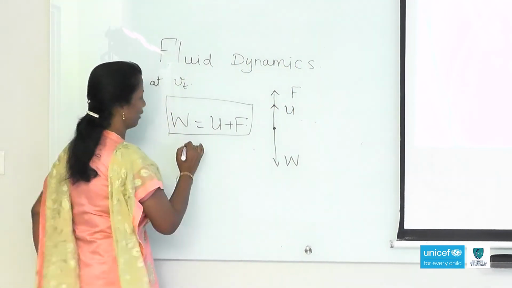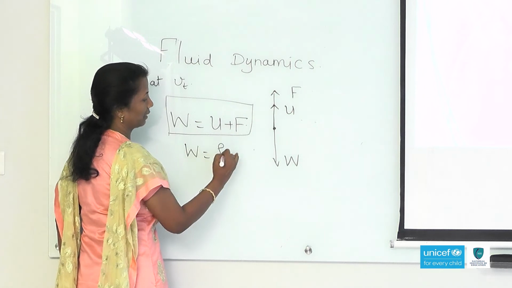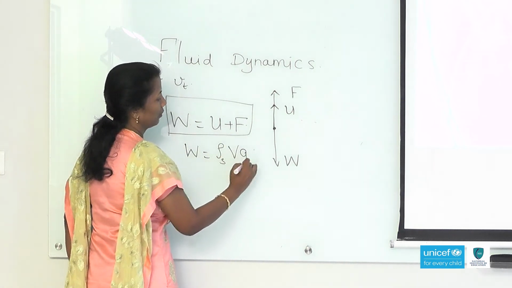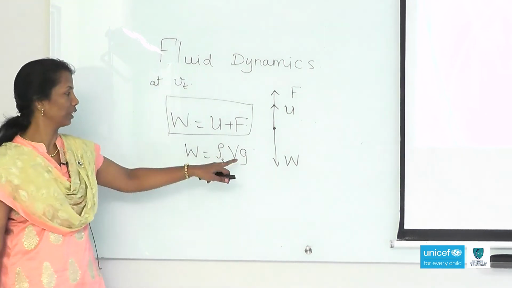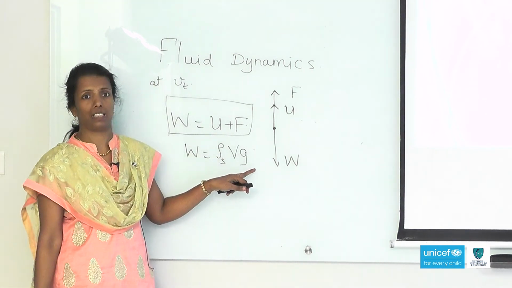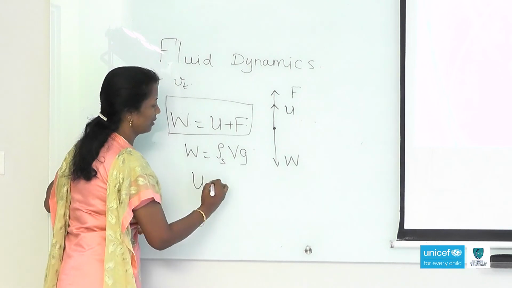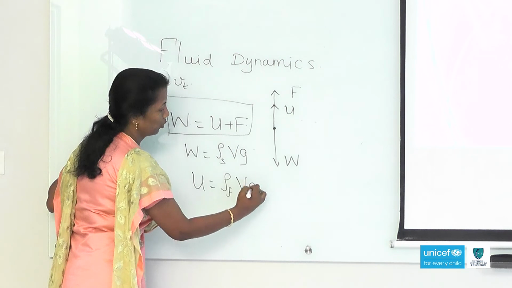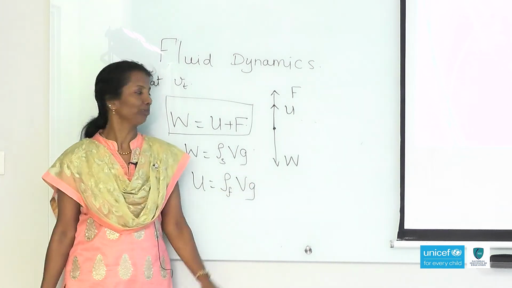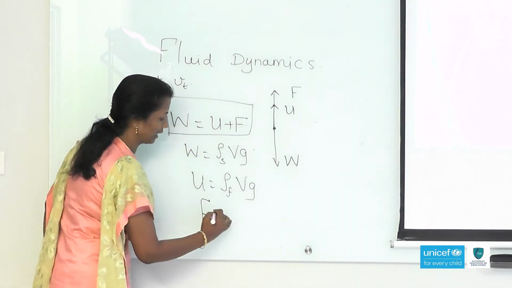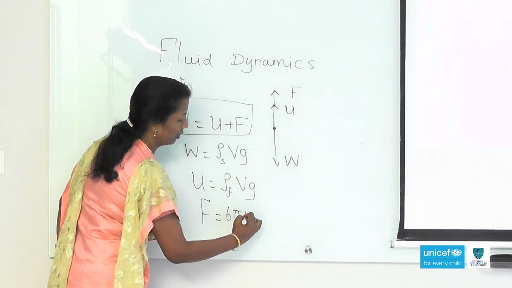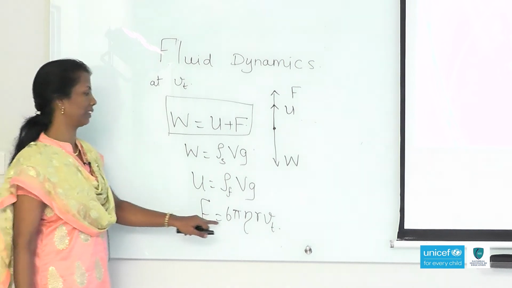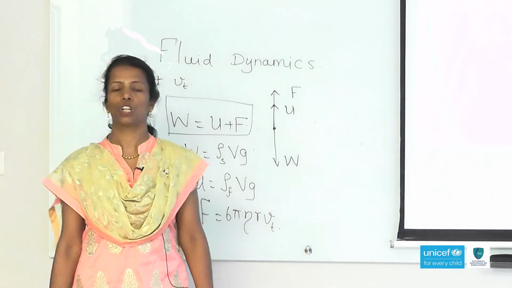So you can easily write the weight of an object. It is the density of the object times volume, that is mass, into acceleration due to gravity or gravitational field strength. And upthrust, as we learned today, is the weight of the fluid displaced. So you will get a formula like this. Whereas the viscous drag is given by Stokes' law. You get the maximum viscous drag when the object reaches terminal velocity.